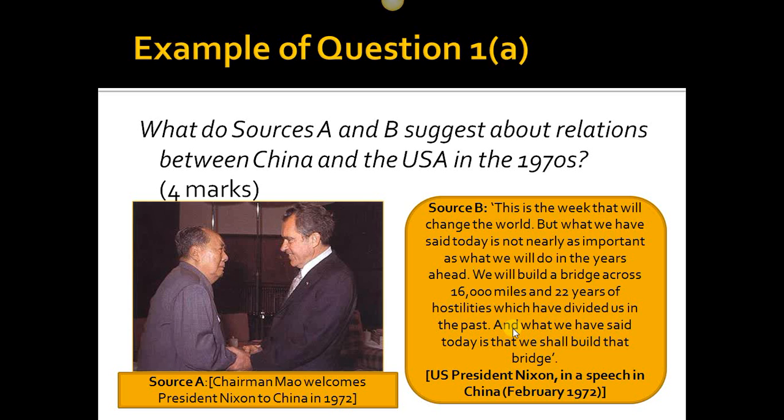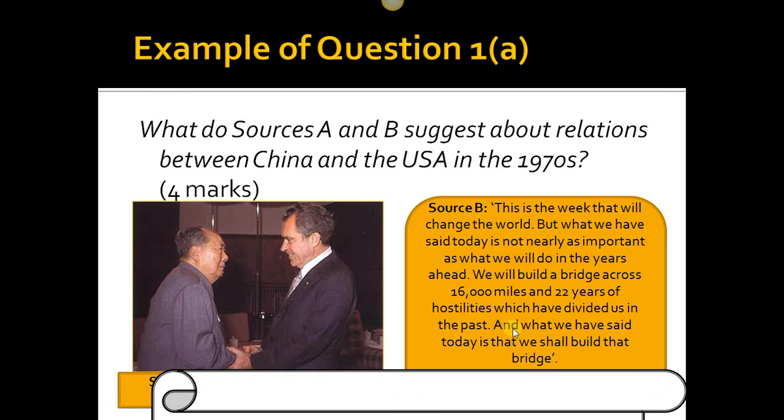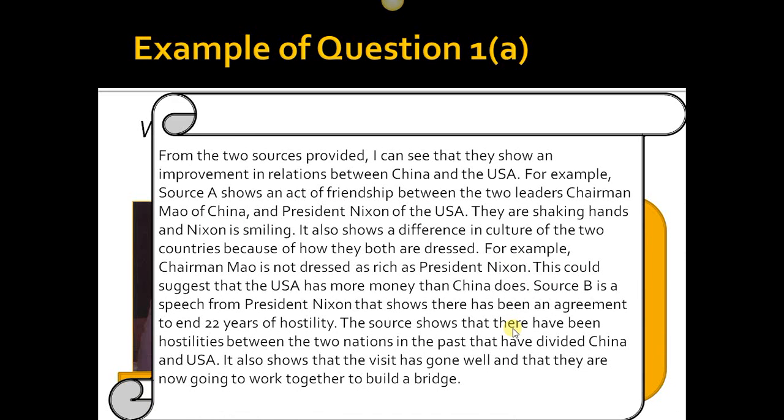Let's go into the answer I've written, and I can explain kind of writing technique a little bit better. Okay, so I wrote, from the two sources provided, I can see that they show an improvement in relations between China and the USA. Okay, for example, source A shows an act of friendship between the two leaders, Chairman Mao of China and President Nixon of the USA. All of this information is given to you on the paper, so there's no own knowledge that you were using here.